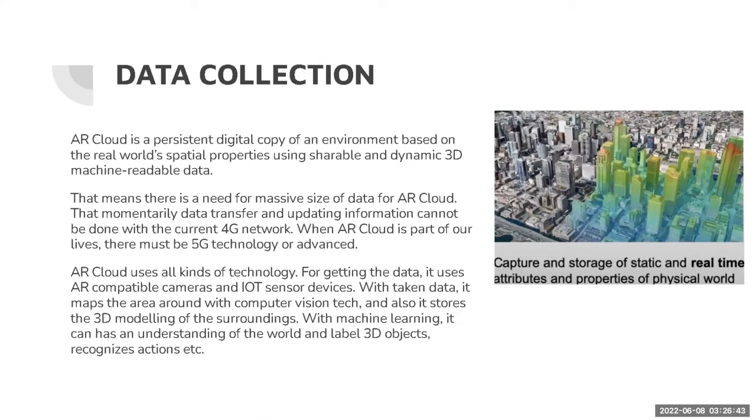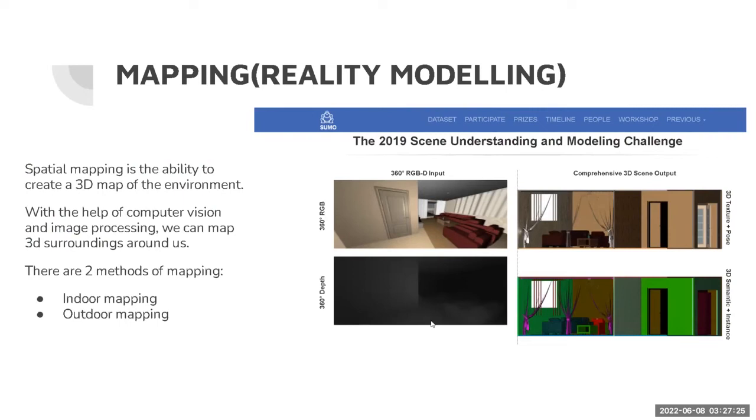Also, AR Cloud uses all kinds of technology for getting data. It uses the camera and IoT sensor device data, and with the collected data, it maps the area around with computer vision technology, and it also stores the 3D modeling of surroundings. With machine learning, it can understand the world around it and label 3D objects, recognize behaviors or objects or geoposes, etc. We can see an example of reality modeling with Sumo.